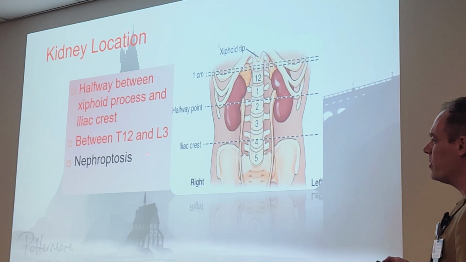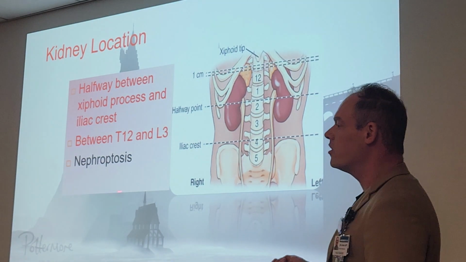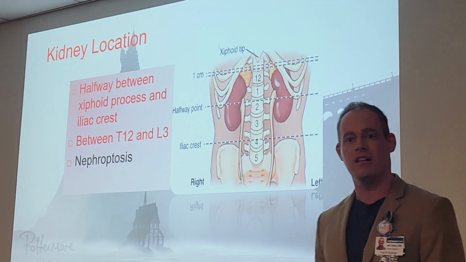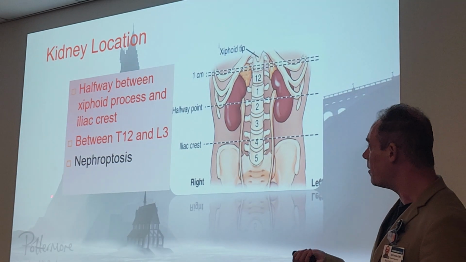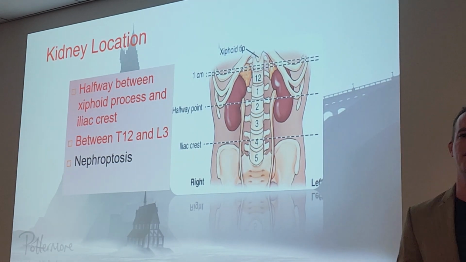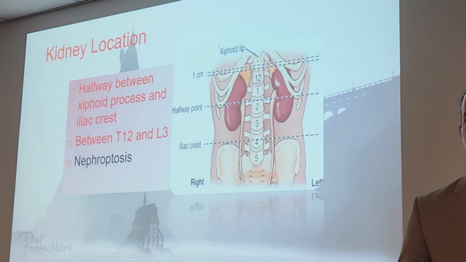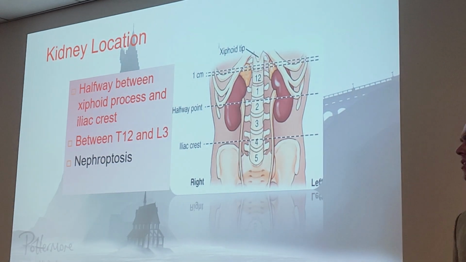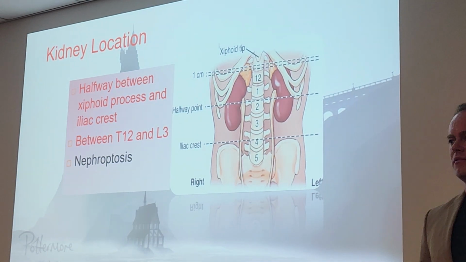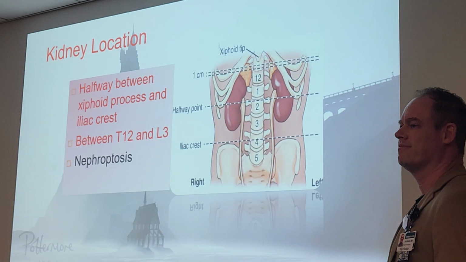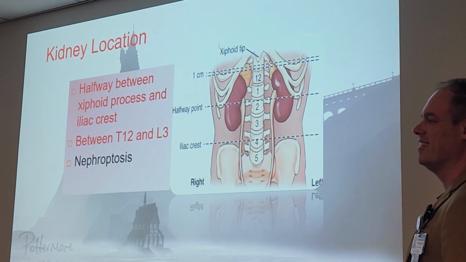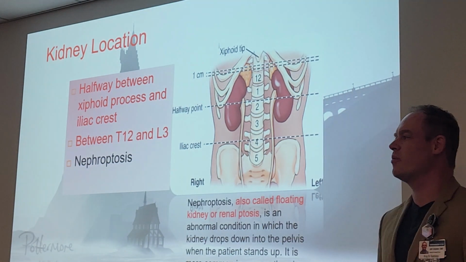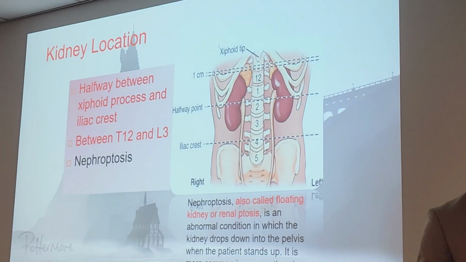Now here's a term that we'll hear often discussed, especially if you're around a lot of radiologists and urologists: nephroptosis. Nephroptosis, anybody know what that means? Very common pathology. Well, not very common, but... Inflammation of the kidneys? Good guess, but not inflammation. Decaying kidney? Nephroptosis is what we call a floating kidney, or renal ptosis.